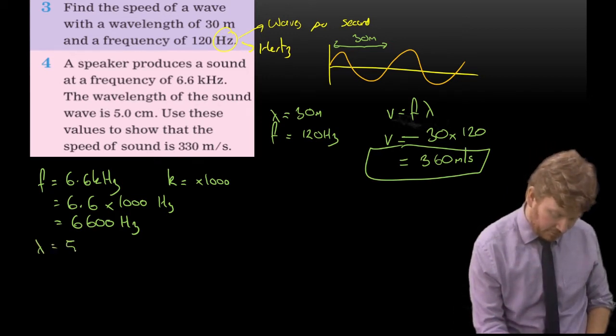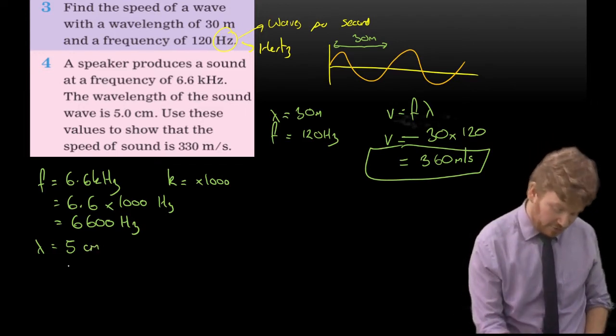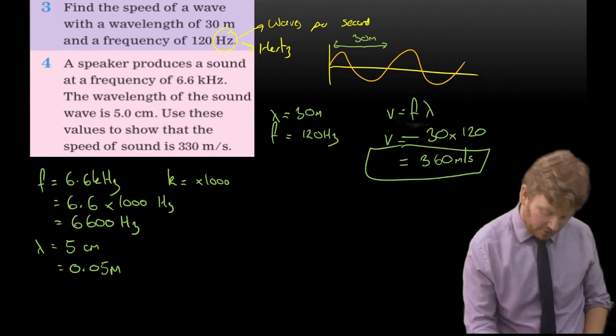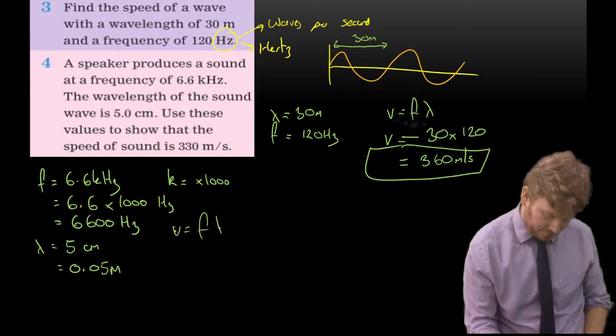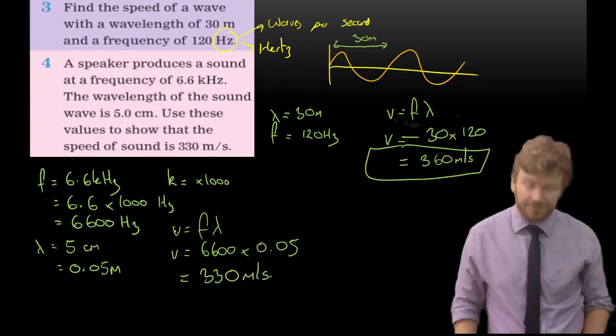It says the wavelength of the sound is 5 centimeters. So lambda is 5 centimeters. Again, I don't want it in centimetres, so I will say that is 0.05 metres. So again, I'm going to use my V is F lambda. So V is equal to 6,600 times 0.05, which if you put it in a calculator comes out at 330 meters per second.